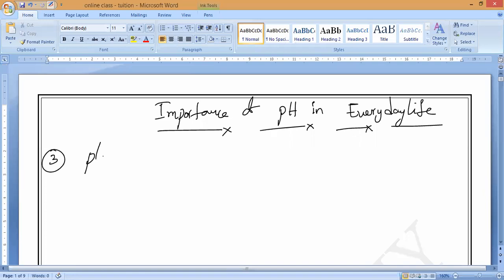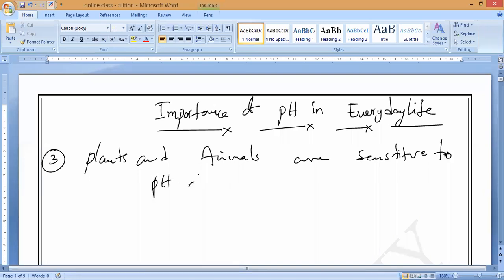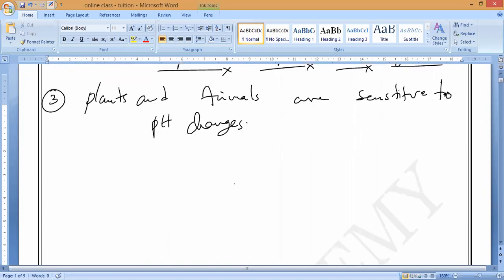Plants and animals are sensitive to pH changes. So now, in this, the first part we have studied is not regarding animals, but regarding plants. So that is what, under this, the subtopic is soil pH, as well as plant growth.